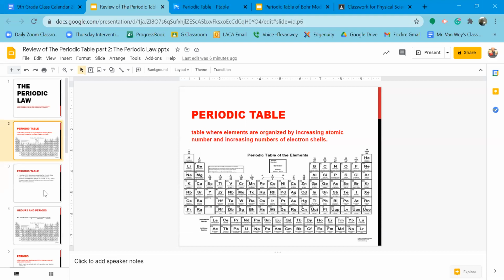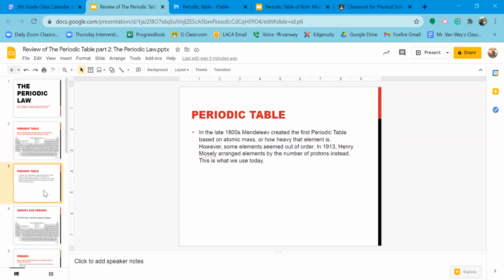So first of all, I want to make sure people know that the periodic table was created in the late 1800s by a man named Dmitry Mendeleev. Now, he didn't create this alone. He used an existing model, but he arranged things the way we know they're arranged now, by atomic mass and then by their electron arrangements. Of course, in 1913, Henry Moseley arranged them by the number of protons instead. But the periodic table we have now, we owe a lot of that to Mendeleev.